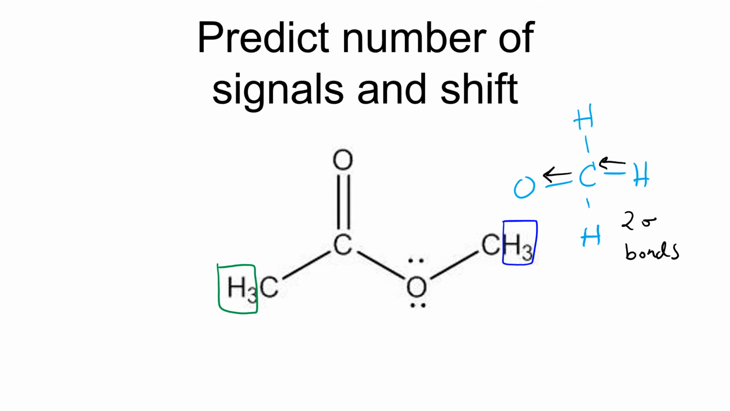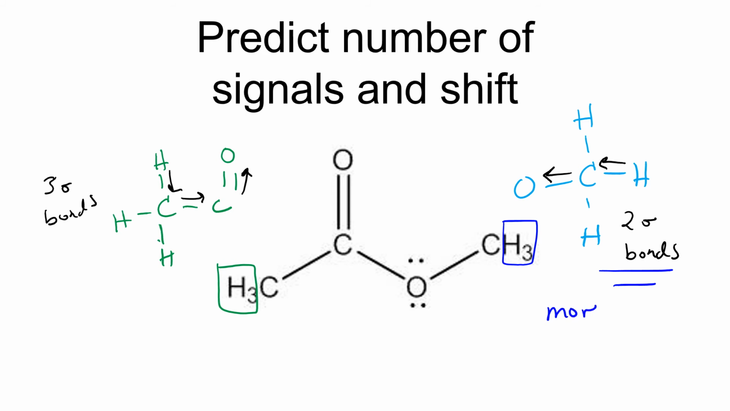The 3 protons on the other side, in green here, are actually 1, 2, 3 bonds away from an oxygen. So I would anticipate that the protons on this side are going to be more de-shielded. They're going to be experiencing the effect of the electron withdrawing group more so than the green protons. And so I'm going to expect this to show up at a higher ppm.